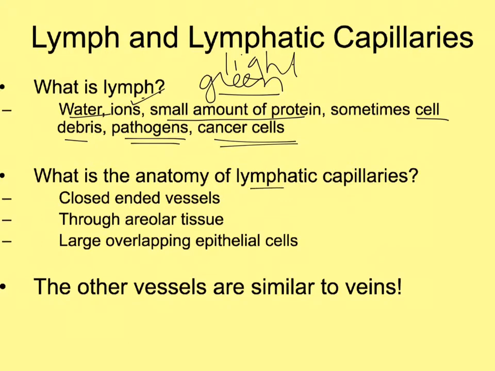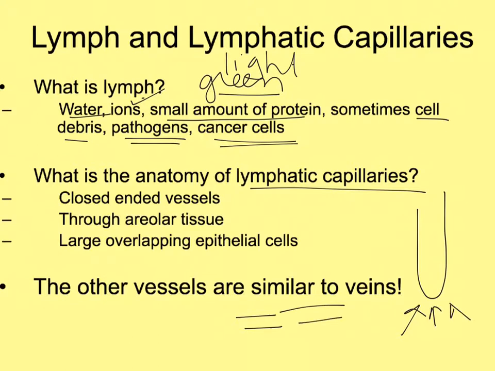Now lymphatic capillaries, they're closed-ended vessels, so they're like this. They're not like arteries or veins where they connect by capillaries. The ends of them close. They go through areolar tissue, and they have these epithelial cells that line them that are big, and they kind of overlap. They're kind of like veins. Now, they do have valves, so the valves are there to prevent backflow.